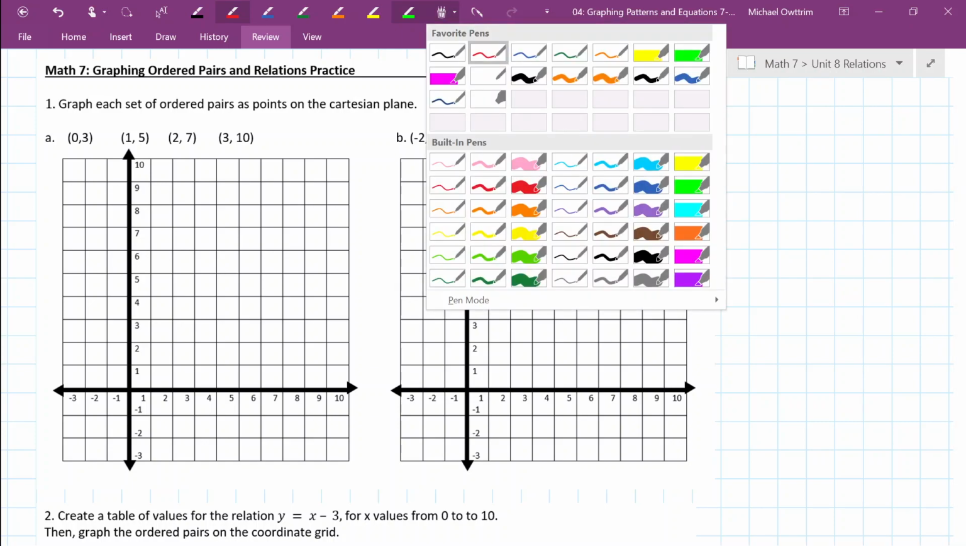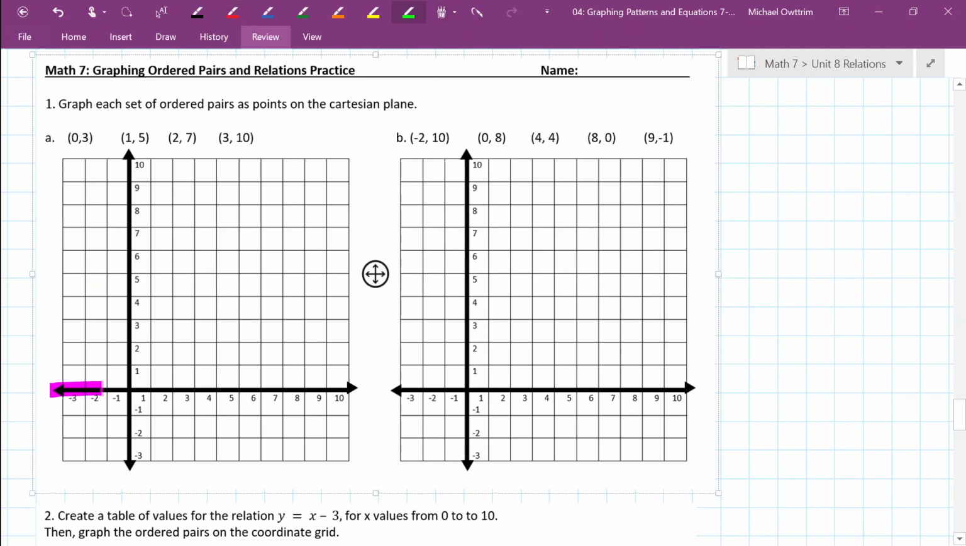And we know that we define that our horizontal number line is going to be our x number line, representing our x values. And then our vertical number line is representing our y values. And we know that those two number lines cross over at 0, 0, which is called the origin of our graph.